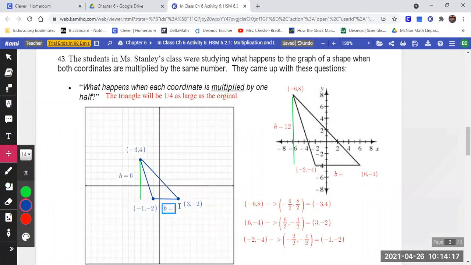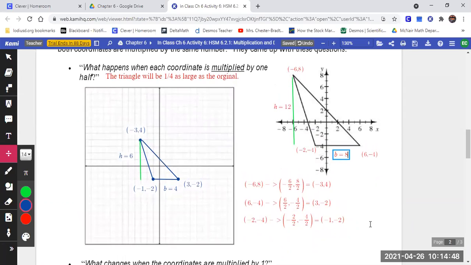So how much space is there on the little one? 4. Okay. How much space is between on the big one? 4 is half, then it has to be 8. Okay. So now we're going to do the math.